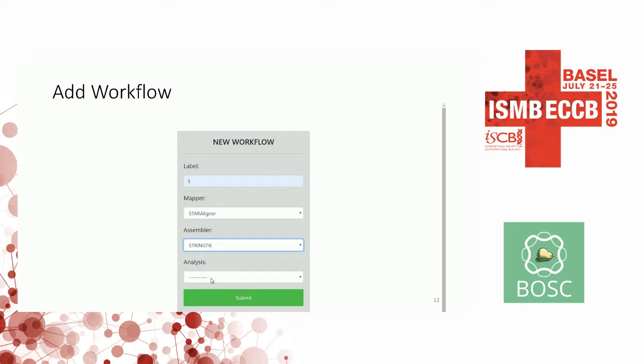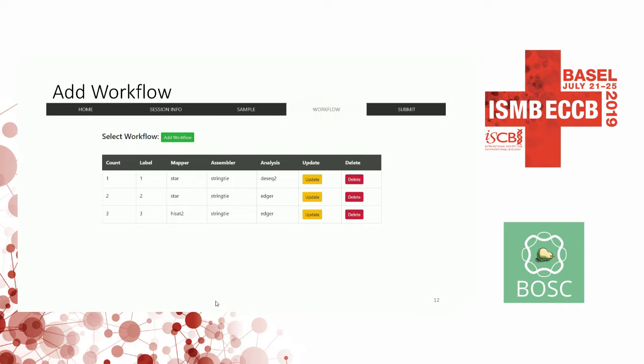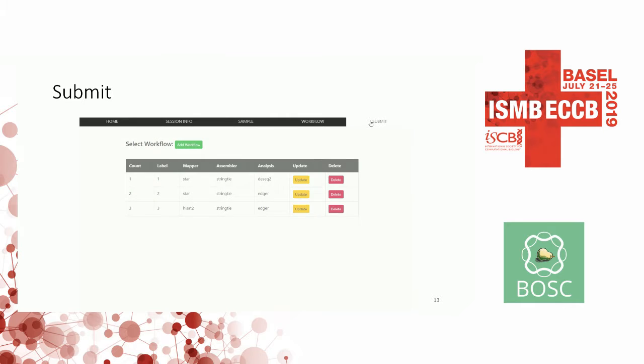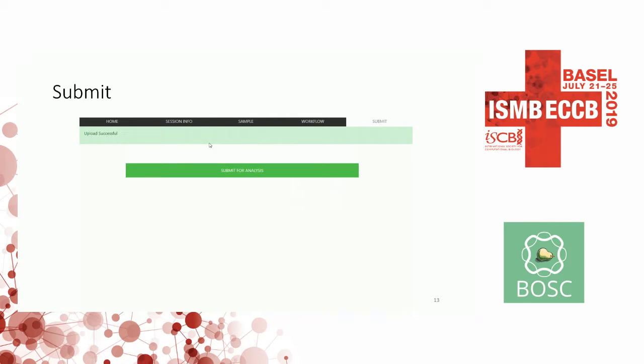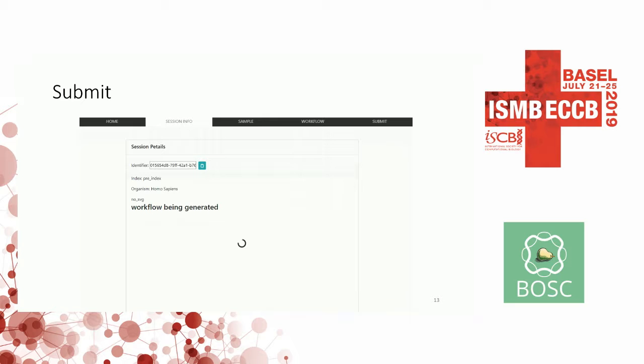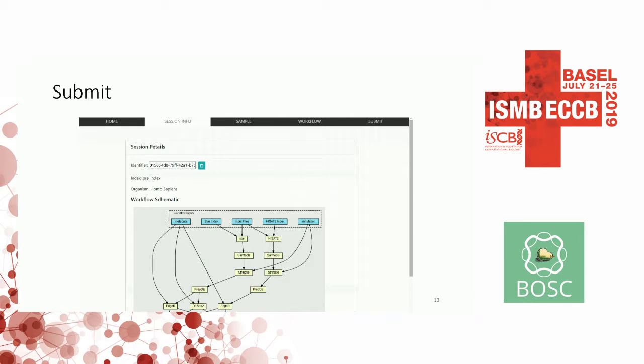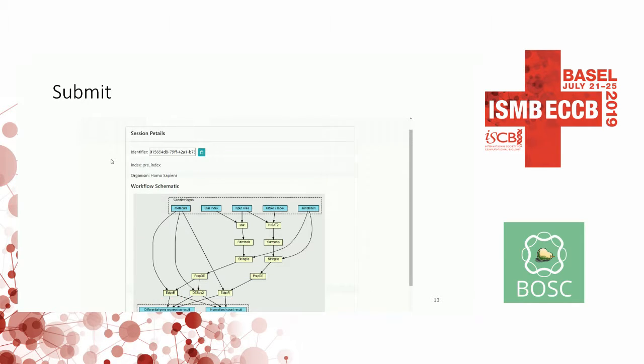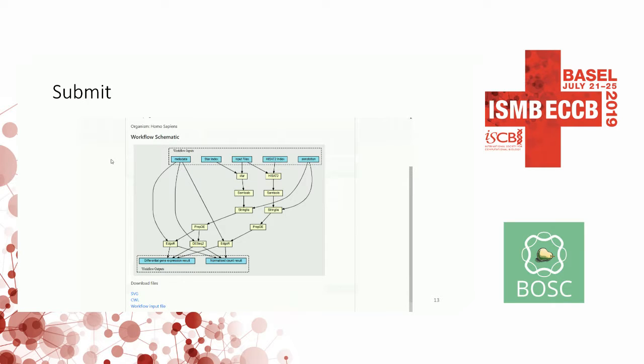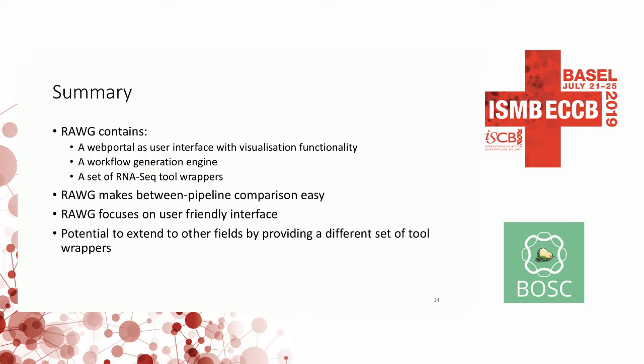As you can see, no visual programming is needed at this stage, which is the main feature that differentiates us from other platforms. Finally, after submission, the job is added to the queue automatically, and this workflow schematic is generated as well for visualization purposes, and the CWL workflow file and the input file can be downloaded from this page as well. So in summary, RAWG makes between-pipeline comparison easy, and it focuses on a user-friendly interface.